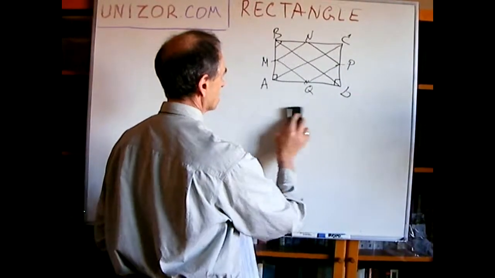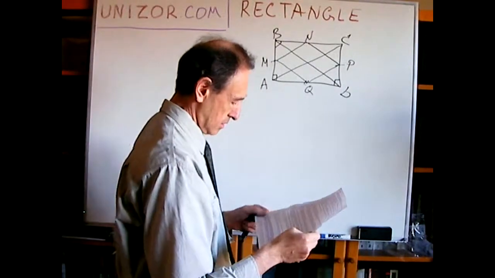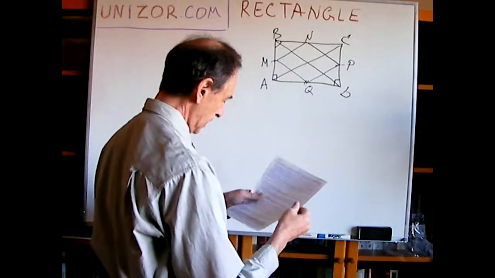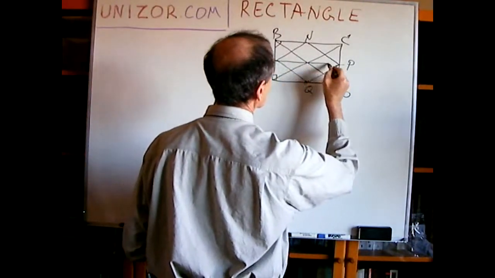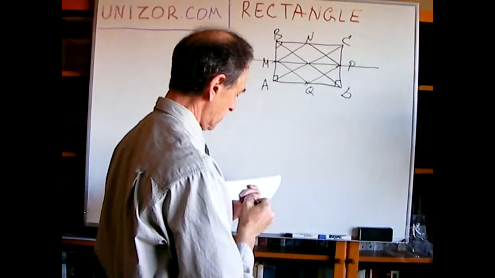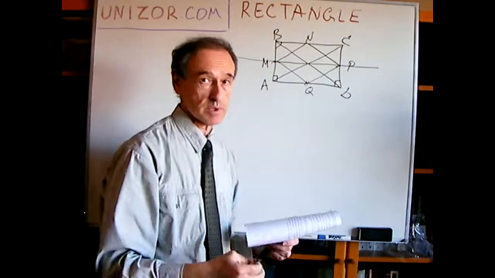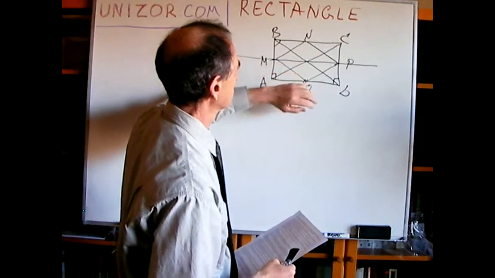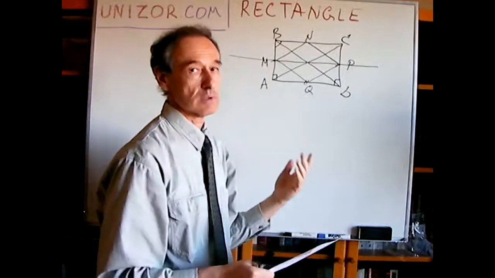Okay, so what is the next theorem, which I'm going to prove? The line which we draw through opposite midpoints of a rectangle is its axis of symmetry. So this side is symmetrical to this. Well, obviously the line through these midpoints will also be the axis of symmetry.